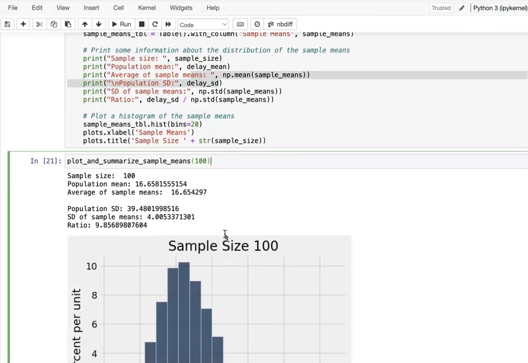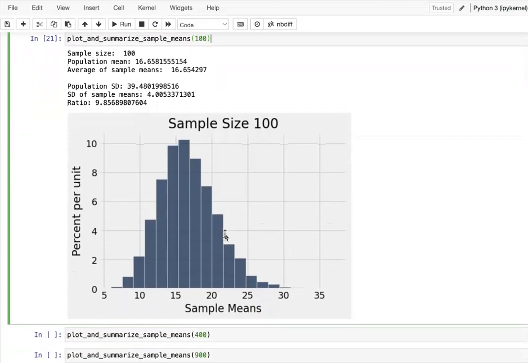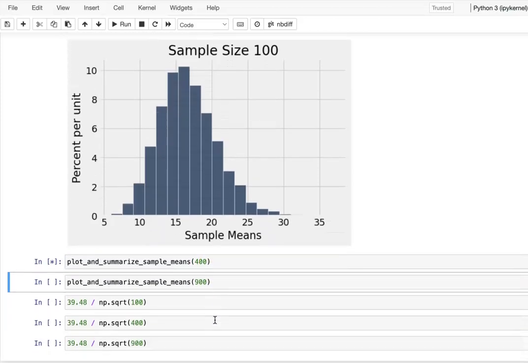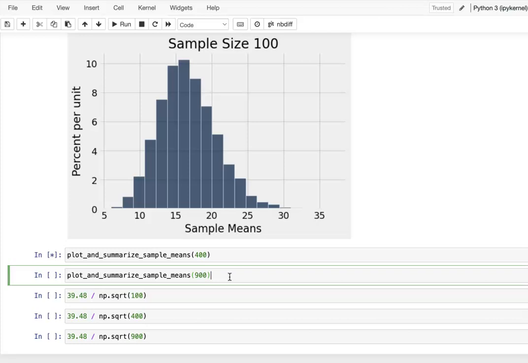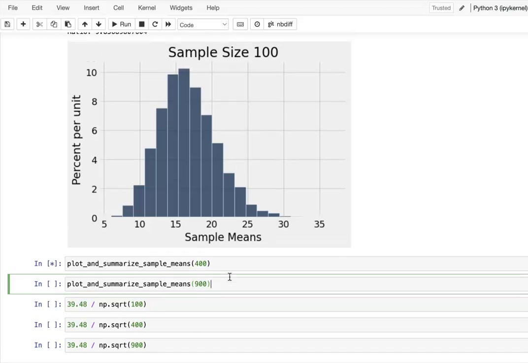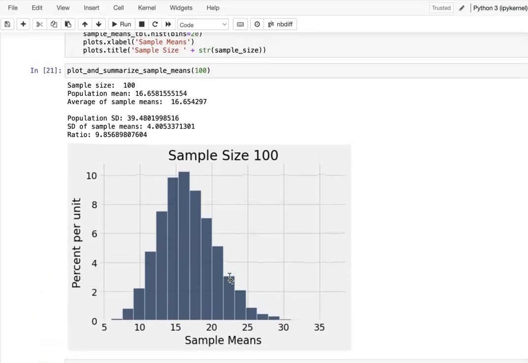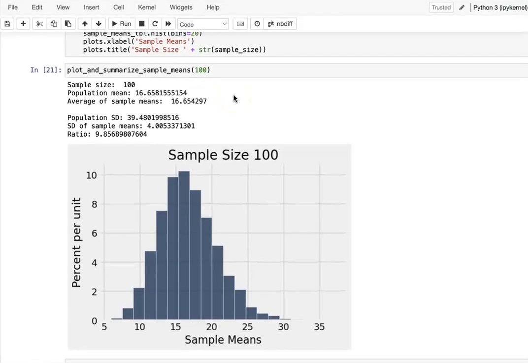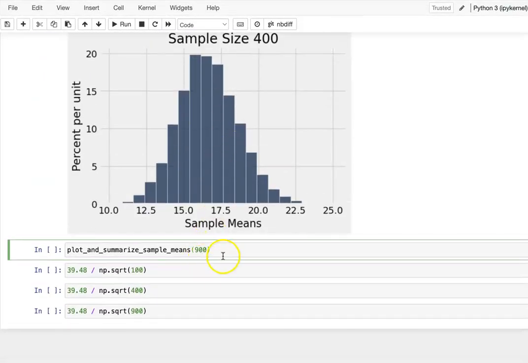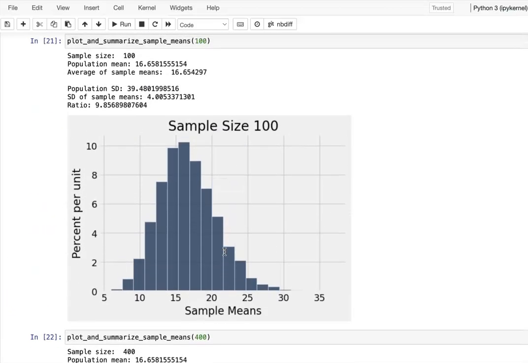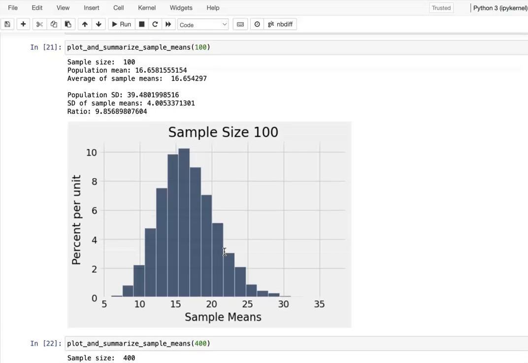The first thing, we already have the sample size 100, but since 400 and 900 will run for a long time, I will run them first and explain while we wait. Let's do the first one for the sample size 100. Okay, 400 is ready, so let me run the 900. 900 will take a while, so if you want, you can run it first, then go back to see the result.